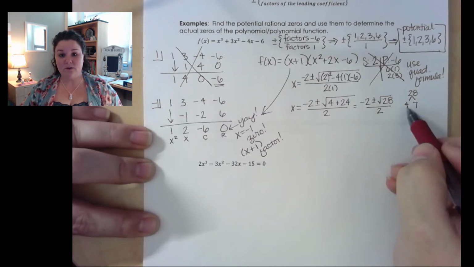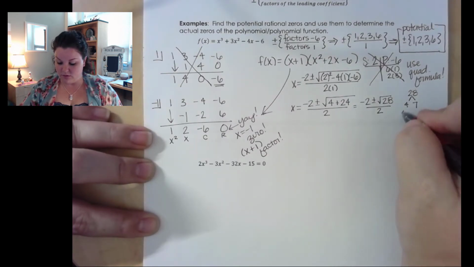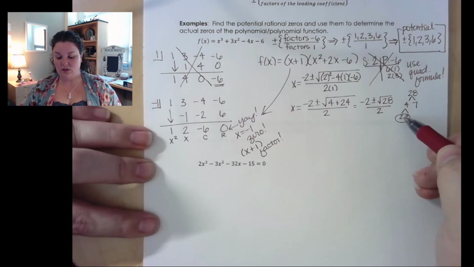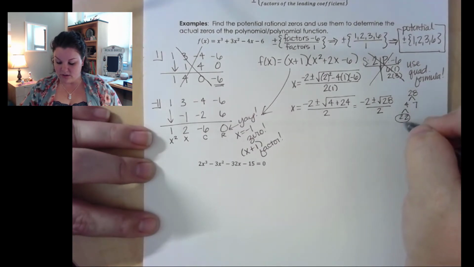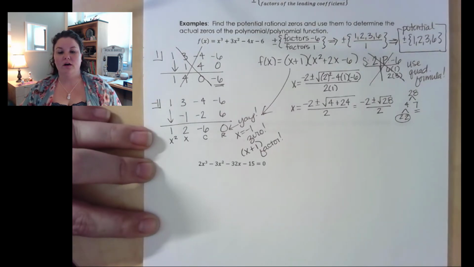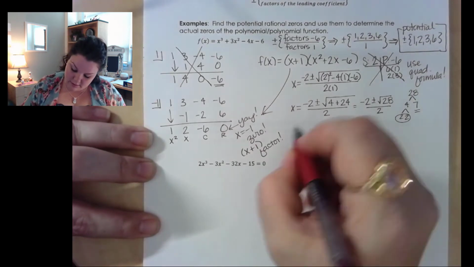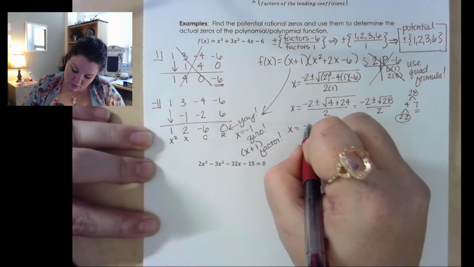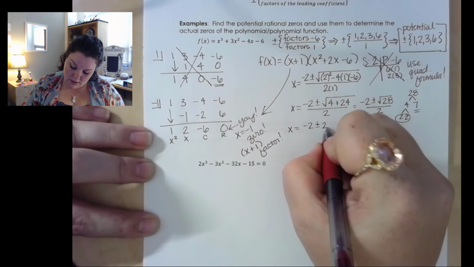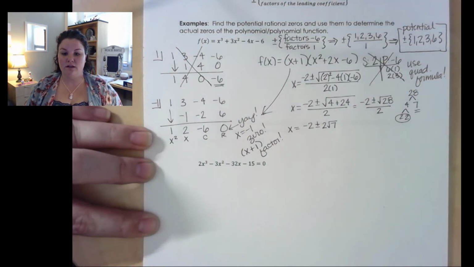And 4 is a perfect square, right? That's 2 times 2, right? So if you think about taking the square root of 4, that's 2. That means I can bring out a 2, right? And I should have a 7 left over underneath my radical. So I end up with x is equal to -2 plus or minus the 2 that I brought out from that 4, and the 7 I have left underneath the radical.